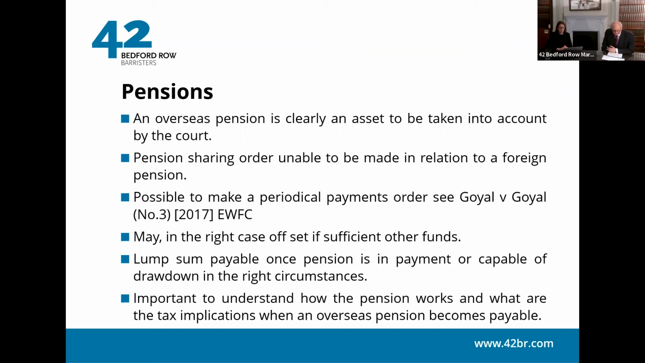And what he decided was that he would make a periodical payments order. And the Indian pension, which was held by HDFC Life, he decided should be made the subject of that order of periodical payments by two-thirds of the quarterly income from the annuity policy as it arose and was paid to the husband, and the husband had to pay it directly to the wife's bank account.